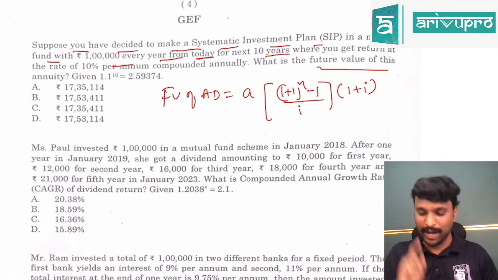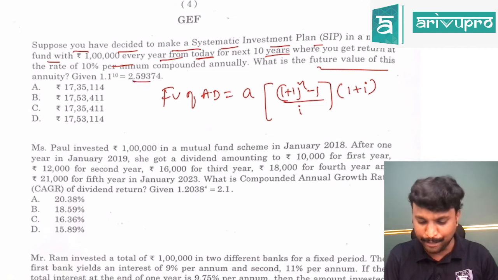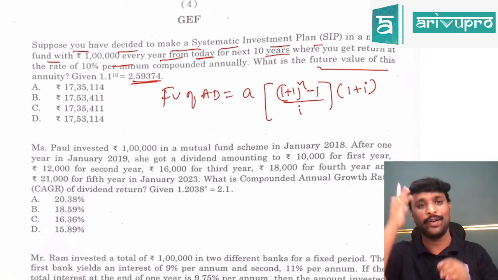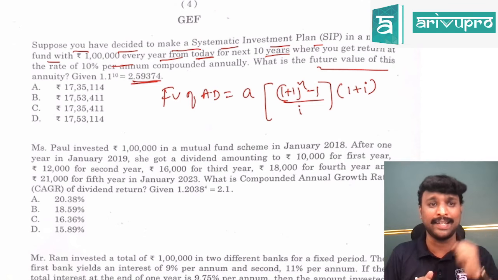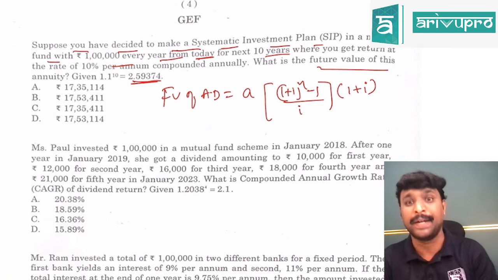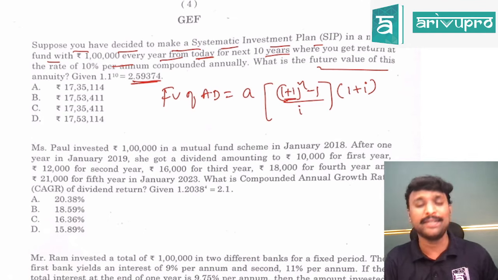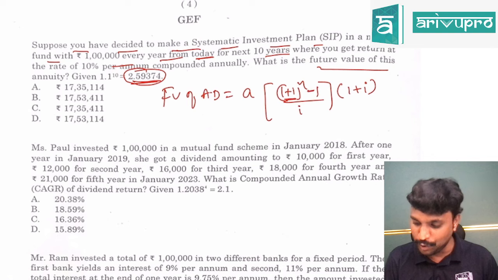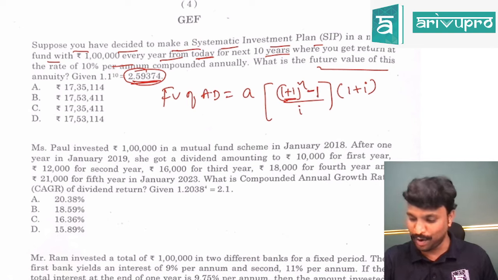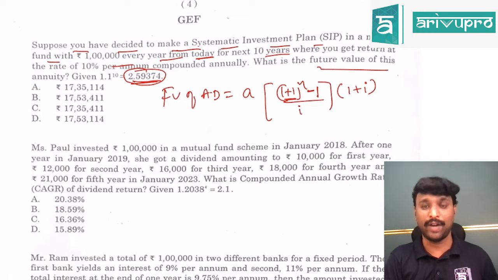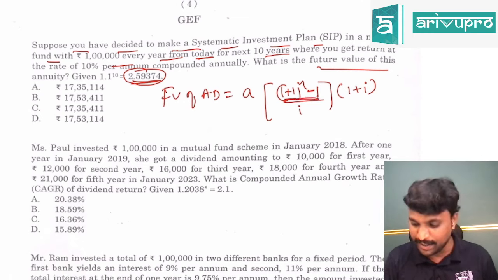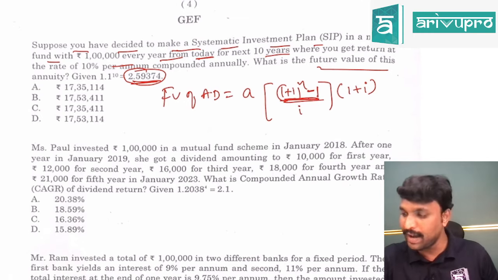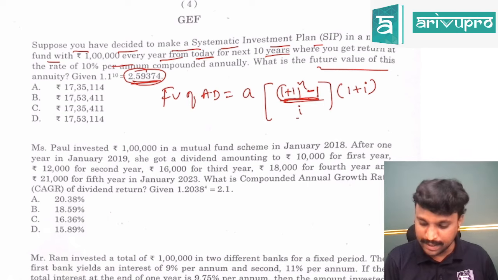Alright, now guys, 1 plus i whole power n you need not compute. They have given 1.1 whole power 10, because n is 10 and i is 0.1, that means 10%. So the value of 1 plus i whole power n is 2.59374. Then if you do minus 1, it will become 1.59374. So type 1.59374 as the numerator. Just divide that by i.